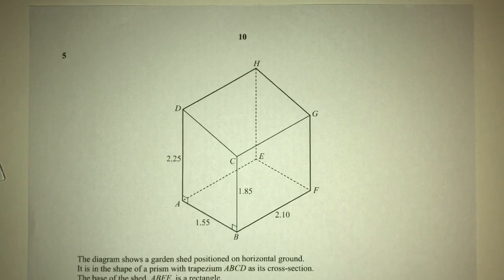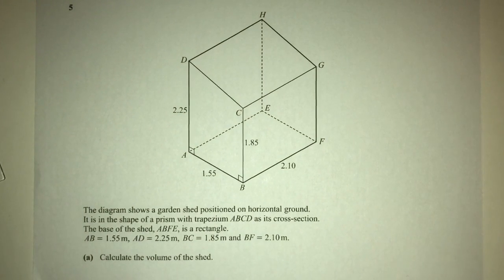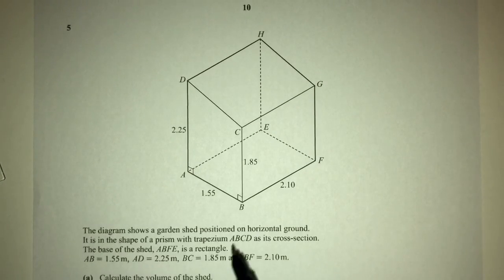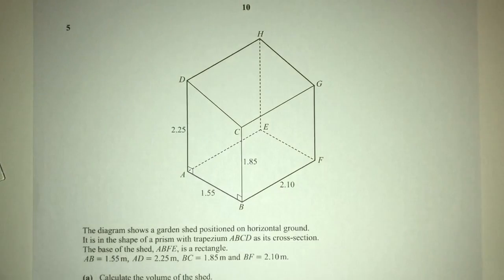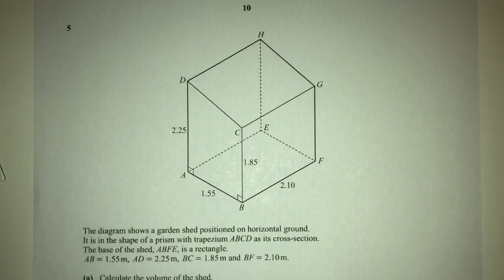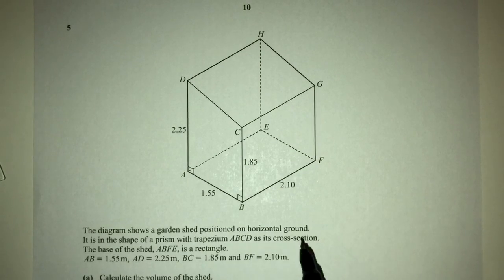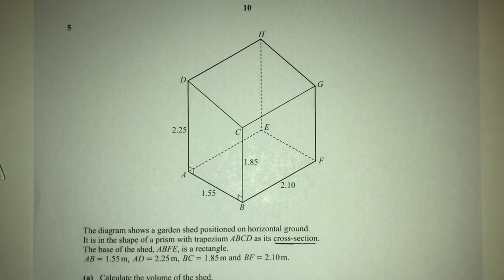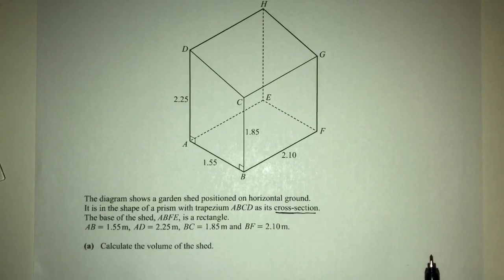So now let's move on to question number 5. Here we have a diagram that shows a garden shed positioned on a horizontal ground, which means on a flat surface. Now it is in the shape of a prism with a trapezium ABCD. So ABCD is a trapezium. Now we have this as the cross section. That is something good to know for this question.